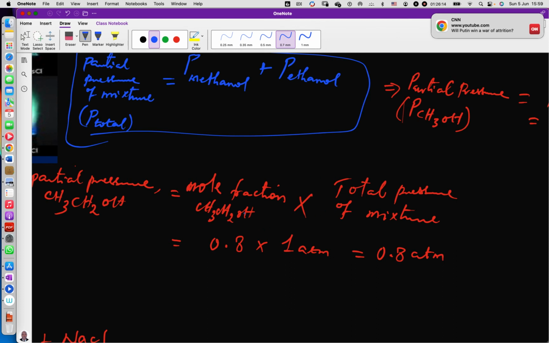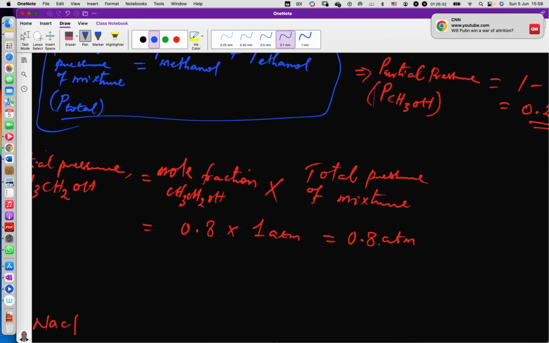And the total pressure is what? The total pressure is 1 atmosphere. And the mole fraction of ethanol is 0.8. So now the partial pressure of ethanol is 0.8 atmosphere.